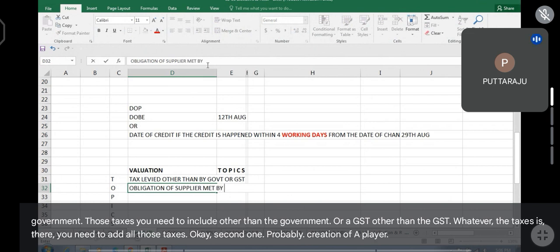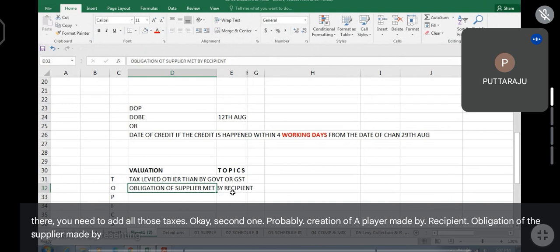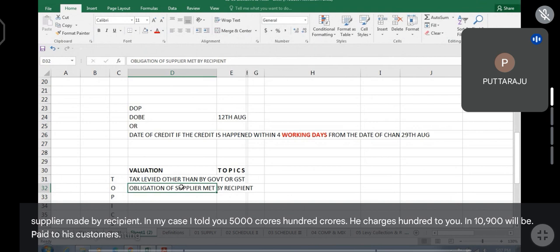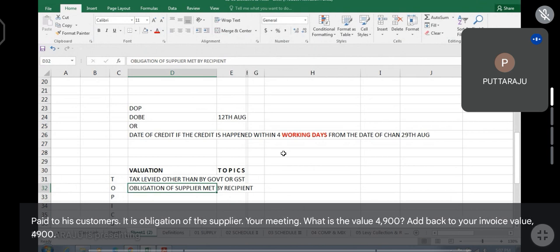supplier met by recipient. Obligation of the supplier met by recipient. In my case, I told you 5,000 crores, 100 crores. He charges 100 to you. In turn, 4,900 will be paid to his customers. It is the obligation of the supplier. You are meeting. What is the value? 4,900 crores. Add back to your invoice value 4,900 crores. Obligation.